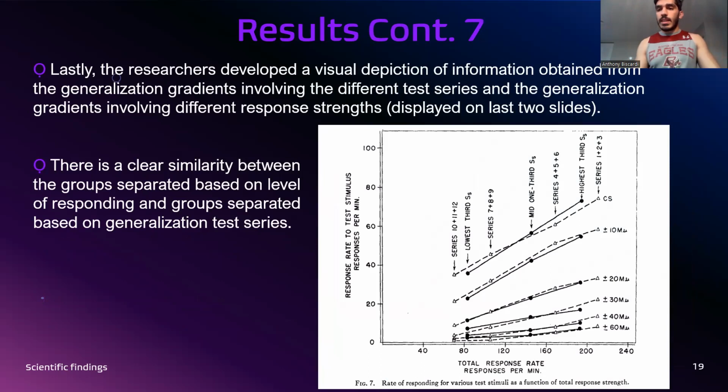Okay. So you can see that here. You see there's CS plus or minus 10 nanometers, plus or minus 20. And if you look at the graph, you see that the dotted line is showing you when they separated the groups based off of their generalization test series, and the solid line is when they separated the groups based off of their response strength. And the lines are corresponding to one another, very close and very similar to one another.